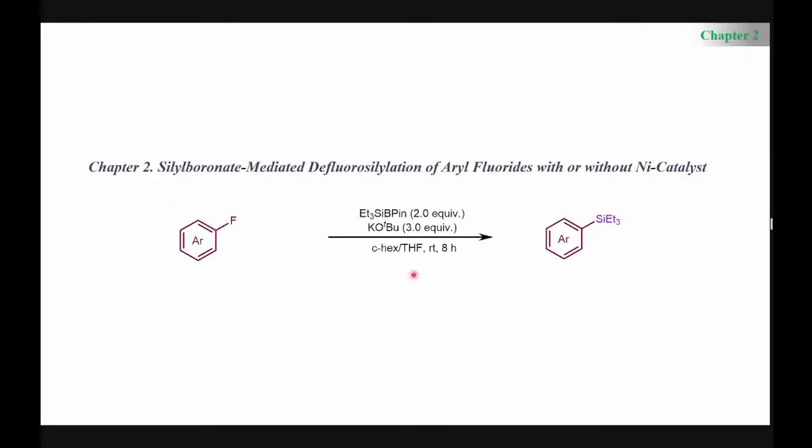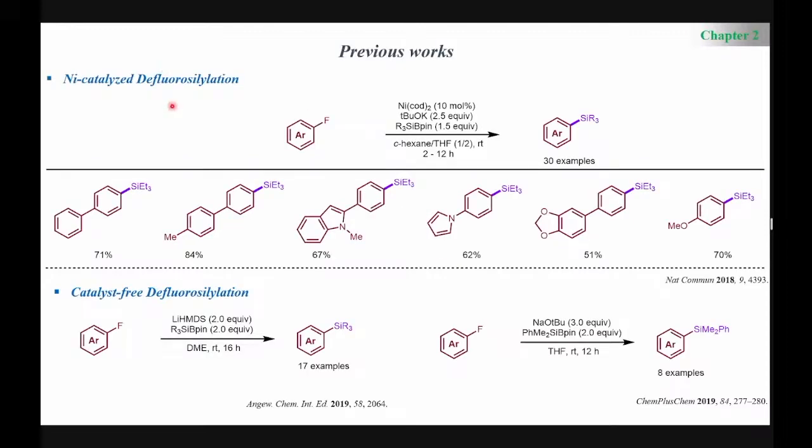Well, this reaction is kind of a revised version of the one published in 2018. In 2018, our group developed this nickel catalyzed defluorosylation reaction for the first time. This reaction holds a general substrate tolerance, especially to these pi-extended systems. A year later, other groups reported similar reactions in the absence of nickel catalyst.